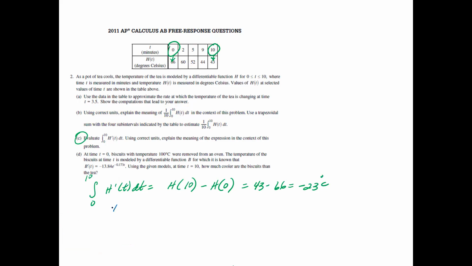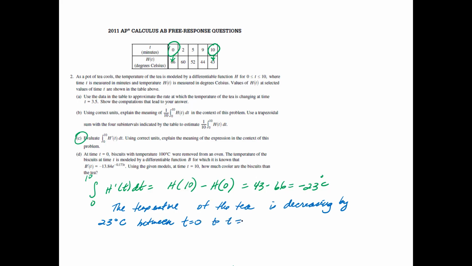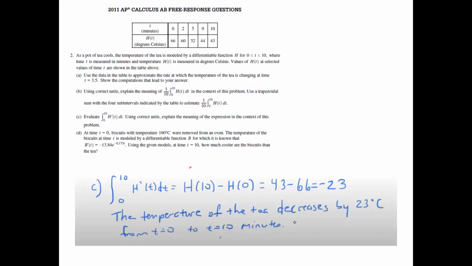So what does that mean? That means the temperature of the tea is decreasing by 23 degrees Celsius between t equals 0 to t equals 10 minutes. All right, last part, which is D.